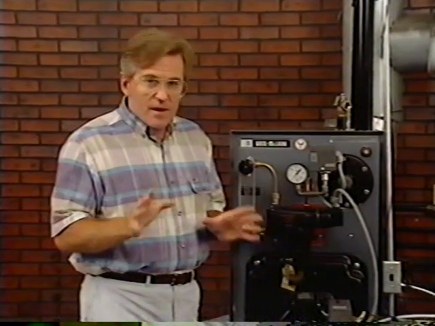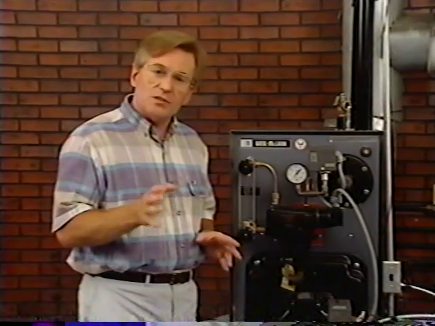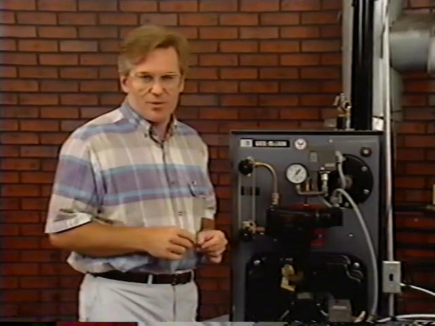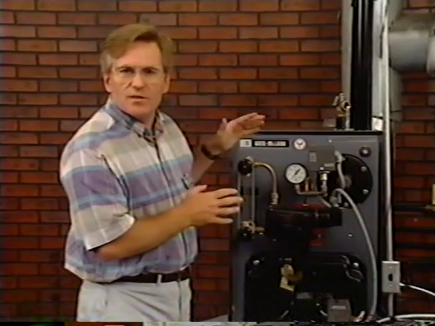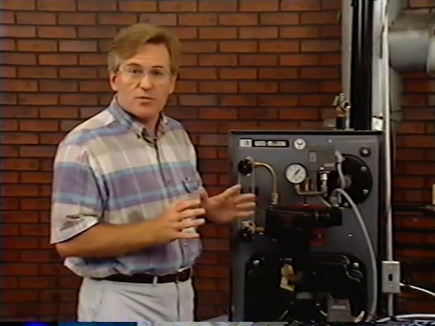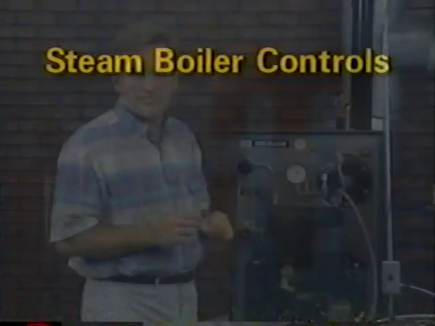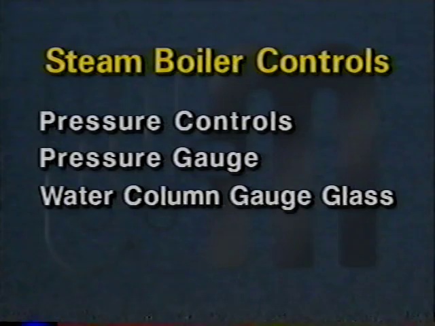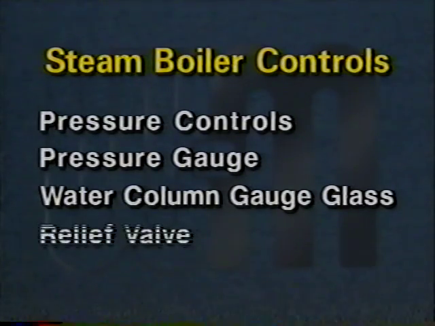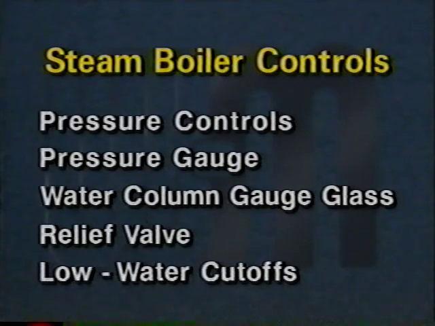You should now have a very good basic understanding of how steam is generated within a steam boiler. Next, it's important to look at the controls and safety devices that distinguish steam boilers from other types of hydronic heating. These include a steam pressure control, pressure gauge, water column gauge glass, steam pressure relief valve, and low water cutoffs.